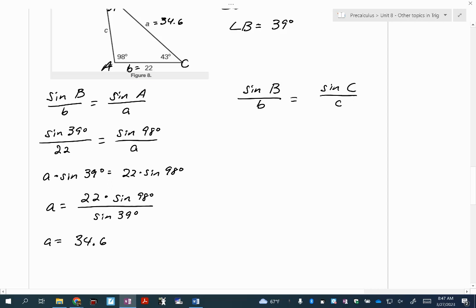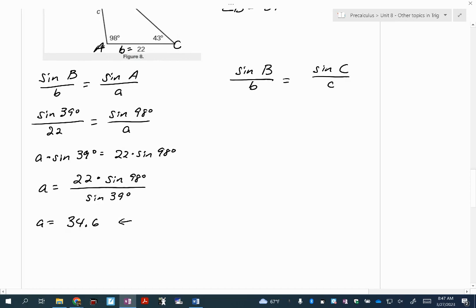Now, you'll notice that I'm not using the sine of A over A to find side length C. Again, if I can avoid it, I'm trying to avoid using rounded values, and this answer down here is rounded, so I'm trying to avoid using that in another equation if possible. So the sine of 39 degrees over 22, remember, none of that's rounded, equals the sine of angle C, which is 43 degrees, over side length C.